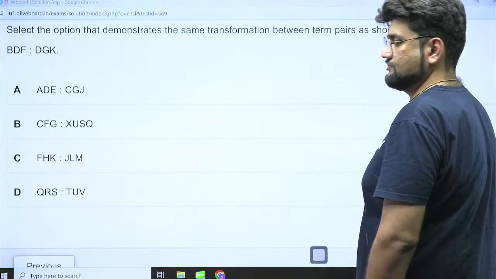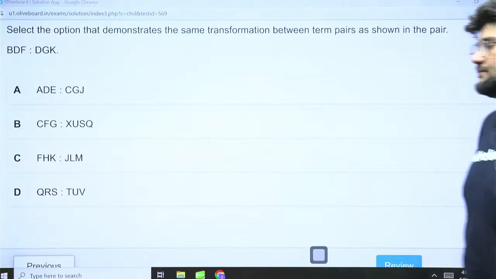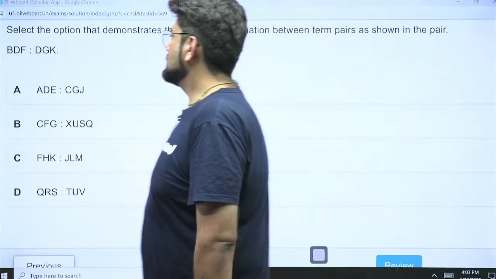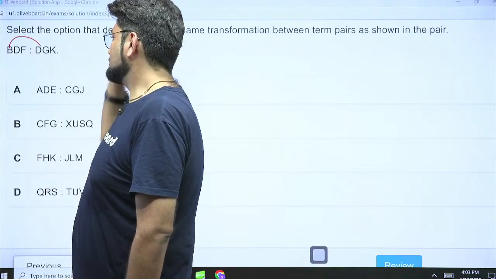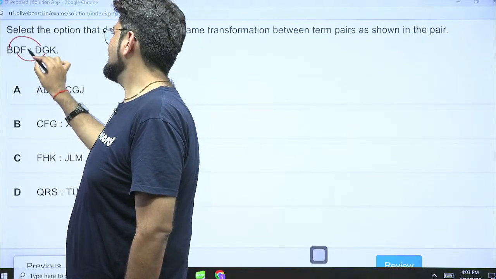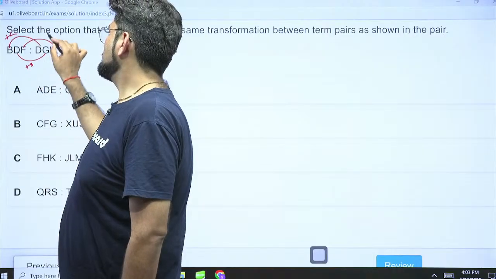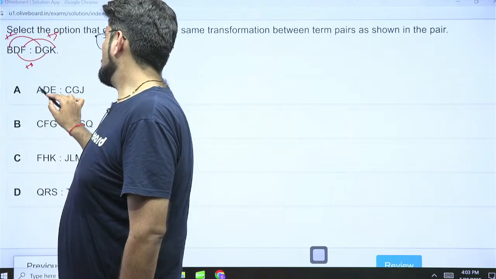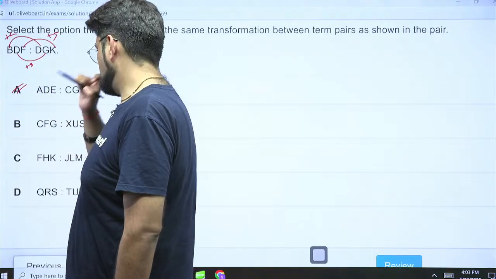Letter analogy. Next. So this is plus 2. This is 4, 7, plus 3, and 6, 11, plus 5. Plus 2, plus 3, plus 5. So plus 2, plus 3, plus 5. I think option A itself is following.